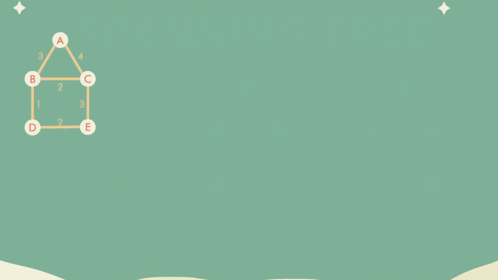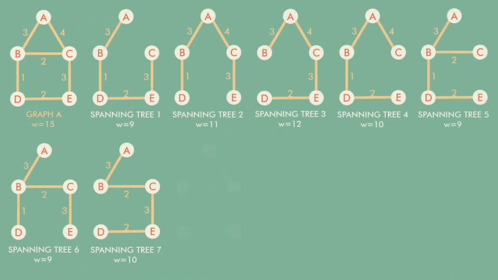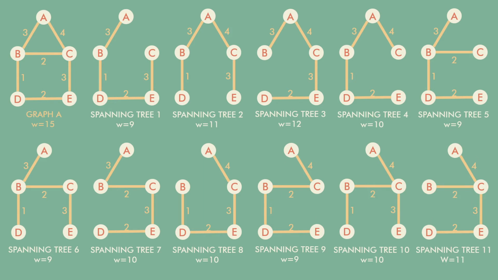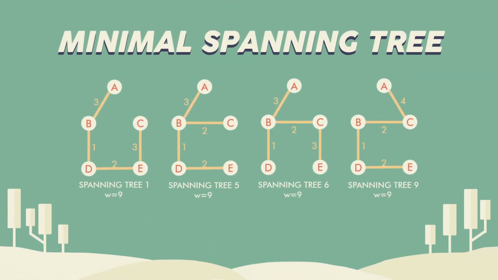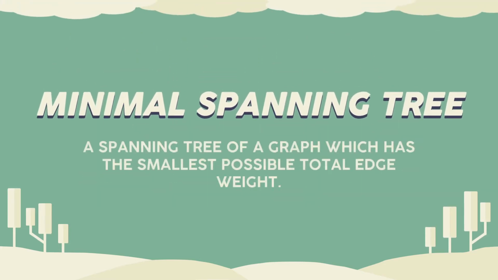Here are all 11 spanning trees of graph A. If we compare all their weights, we see that spanning tree 1, 5, 6, and 9 have the smallest total edge weight, which is 9. These are known as the minimal spanning trees of graph A. From this example, we can define a minimal spanning tree, or MST, to be a spanning tree with the smallest possible total edge weight of a graph.